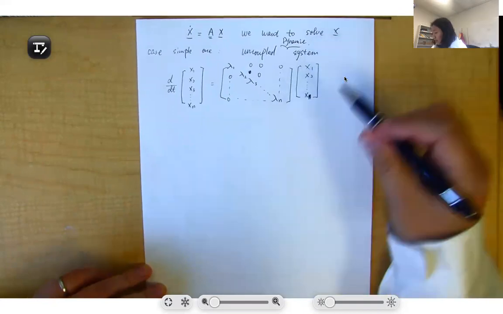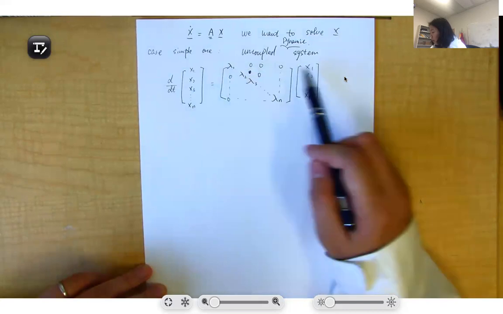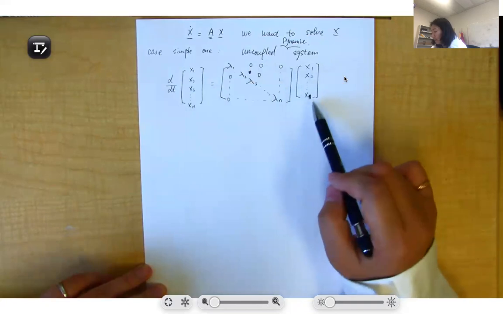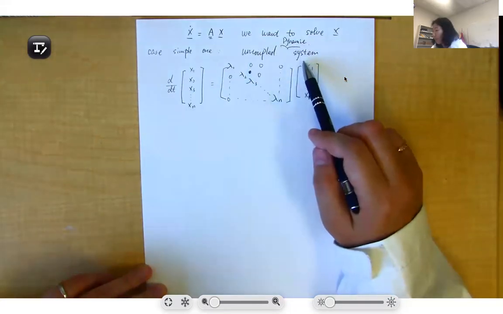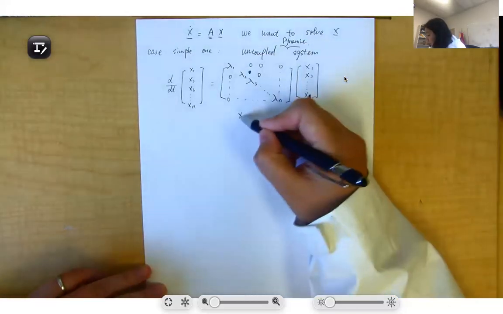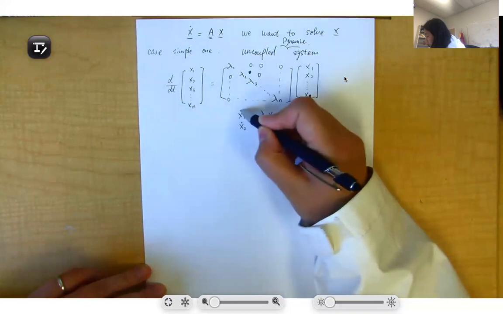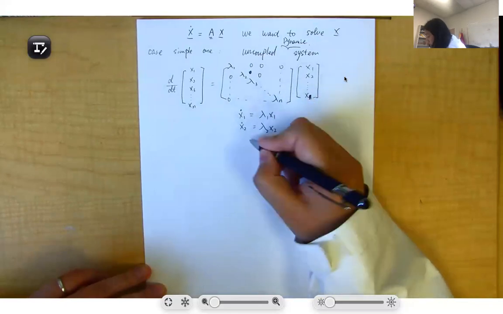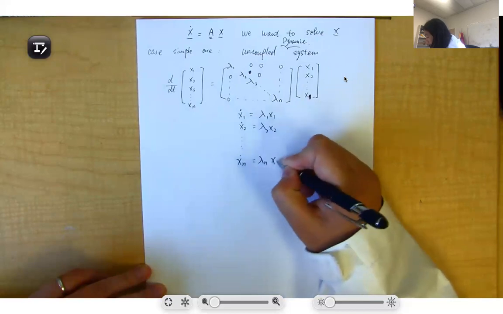And you can see that x1 differentiated with time equals lambda 1 x1, and it won't be related to x2 to xn. So we call it an uncoupled dynamic system, which is very simple. x1 dot equals lambda 1 x1, x2 dot equals lambda 2 x2, until xn dot equals lambda n xn.